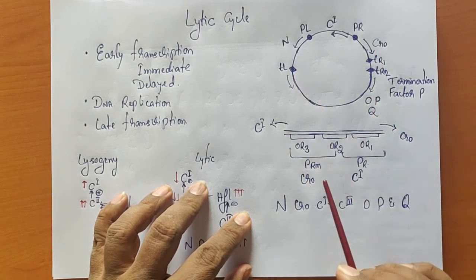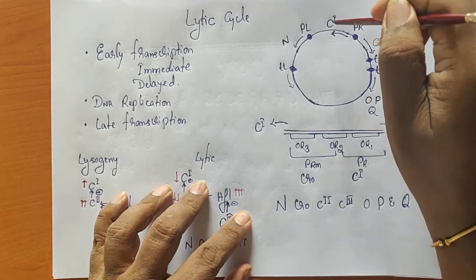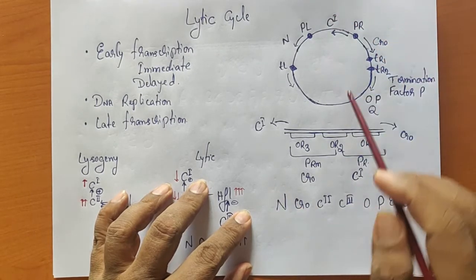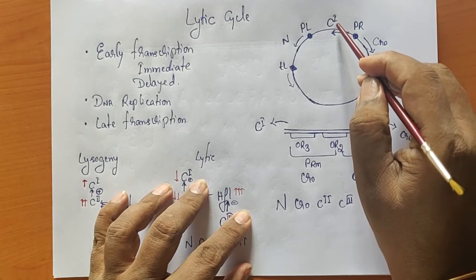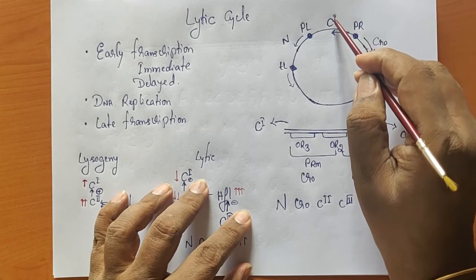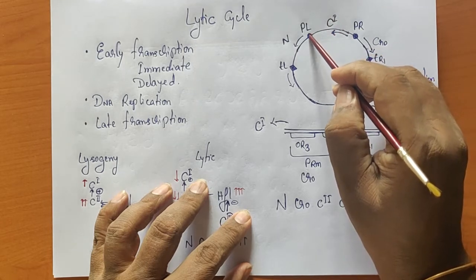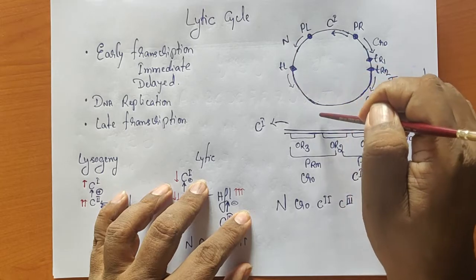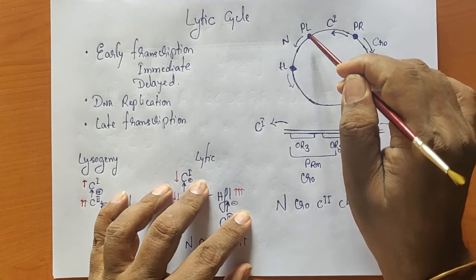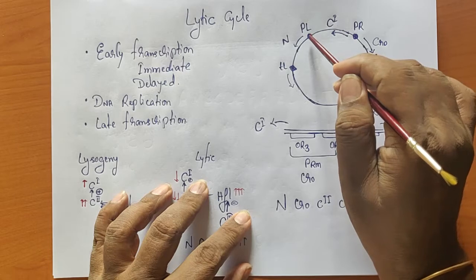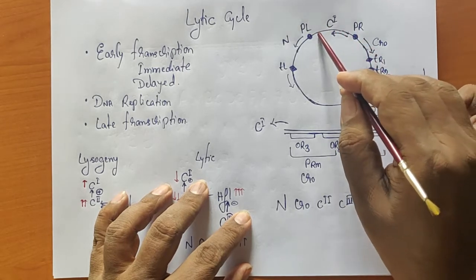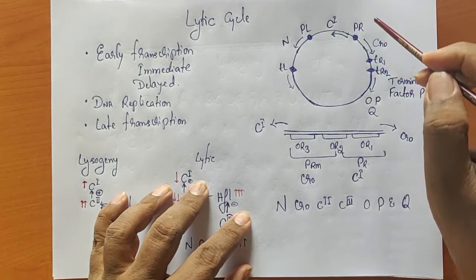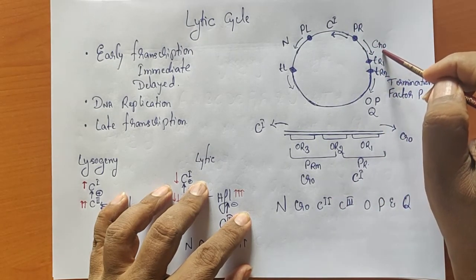How are they regulatory proteins? When it comes to C1, by any chance if the C1 level increases, C1 is a repressor protein. Once the level of C1 protein increases, it will bind to the promoter L and block the transcription of N and further transcription. So it completely blocks the transcription once it binds to the PL. And it will also bind to the promoter R. So now what happens is that CRO is also a regulatory element.